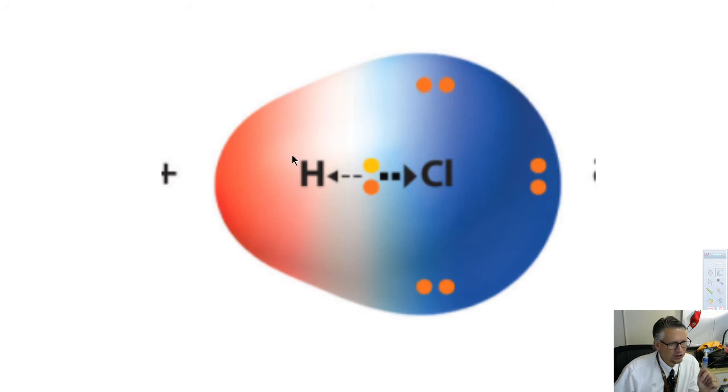HCl, well, there's hydrogen. Anytime we see hydrogen, we know it's going to be covalent. Hydrogen has 1 electron. Chlorine has 7 electrons in its outermost shell. So hydrogen and chlorine are going to share. That will be covalent.